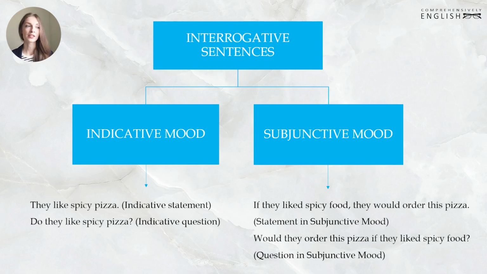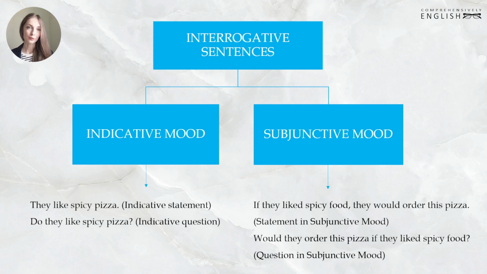So, interrogative sentences in the indicative mood. They like spicy pizza. Do they like spicy pizza? They like spicy pizza. It's a statement in the indicative mood. Whereas do they like spicy pizza is a question in the indicative mood. We are asking about a fact, and the answer we'll receive will be a fact. So we are dealing with the indicative mood.